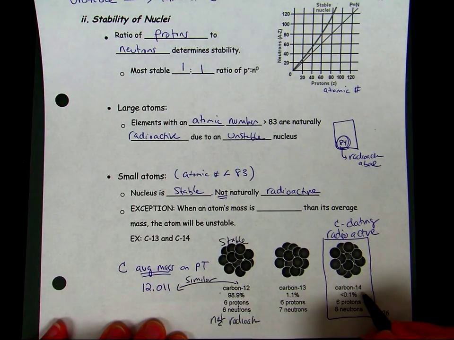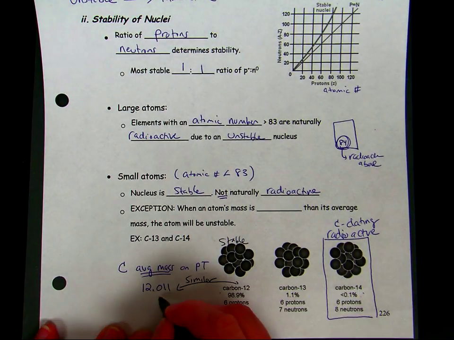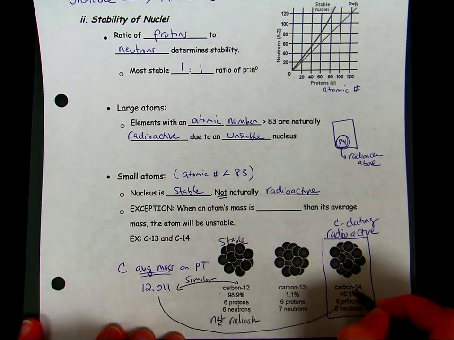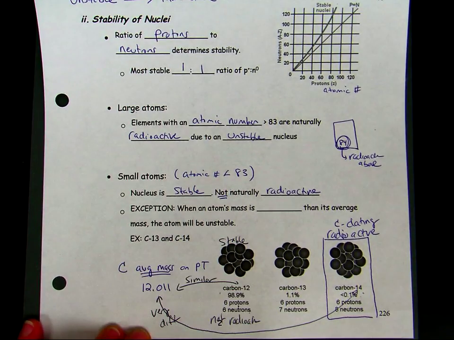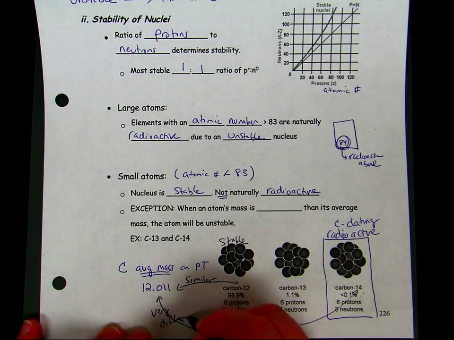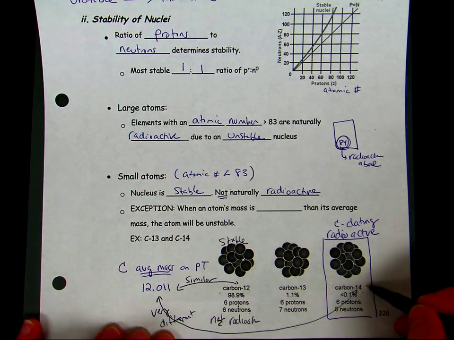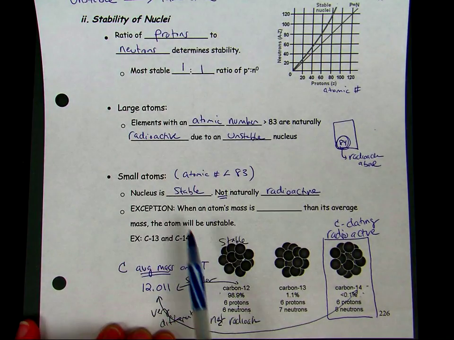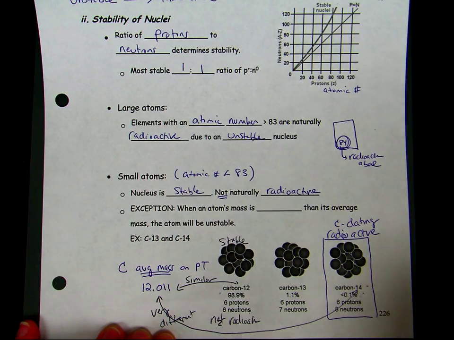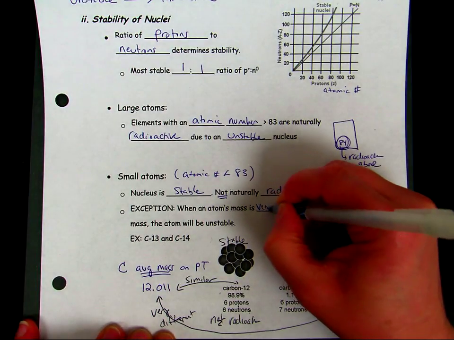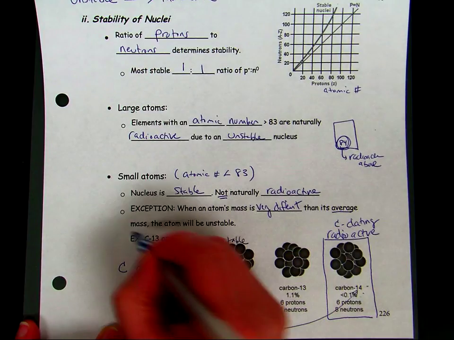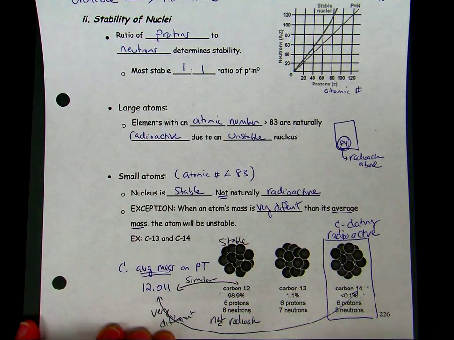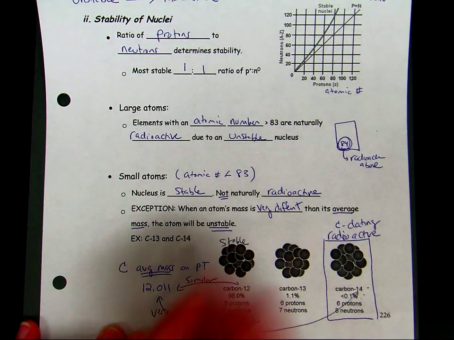But this mass number of 14 is really different, so I'm going to write very different compared to the average mass, and this is radioactive. So here we go, back up to the notes. When an atom's mass is very different than its average mass, and that's the one listed on the PT, the atom will be unstable.